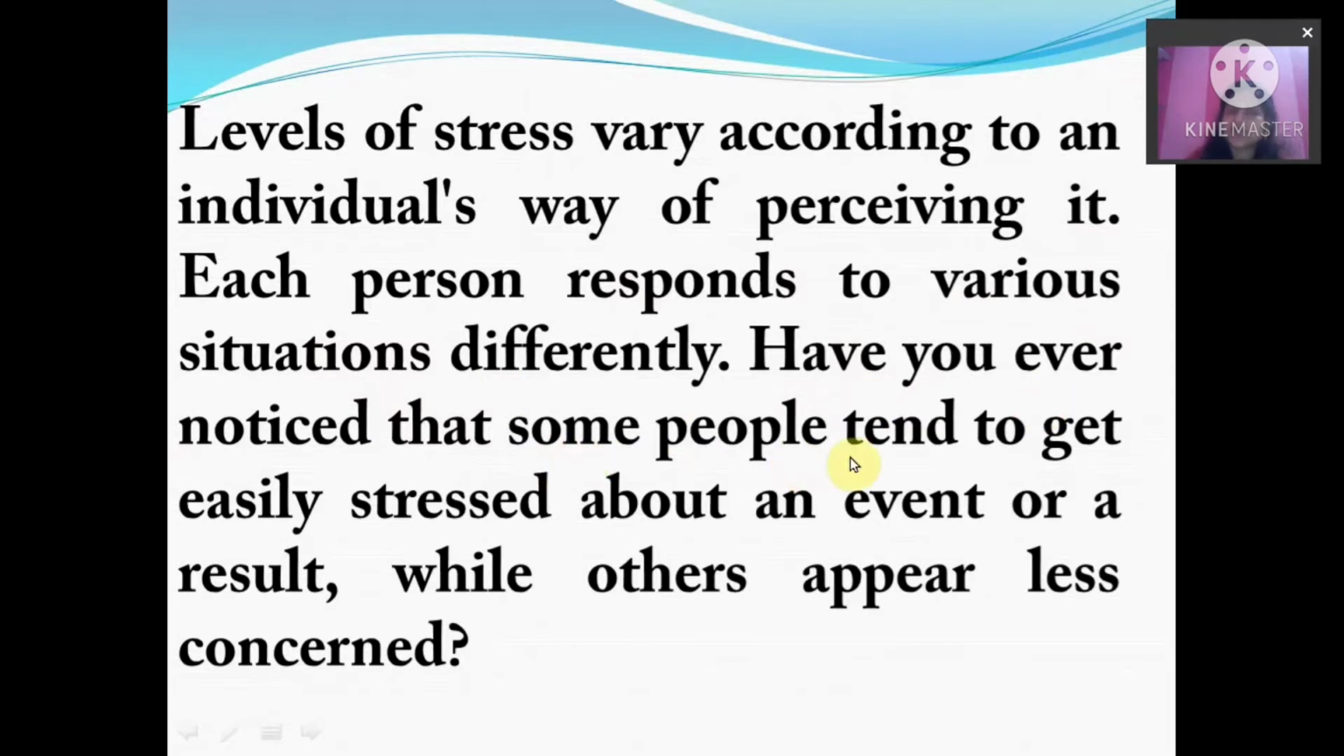Have you ever noticed that some people tend to get easily stressed about an event or a result while others appear less concerned? So that means it differs from person to person. Some people, when something happens, even a little thing, will become very panicked and very much worried. Some are very carefree, saying let us wait and see what is happening. So this depends upon the person.